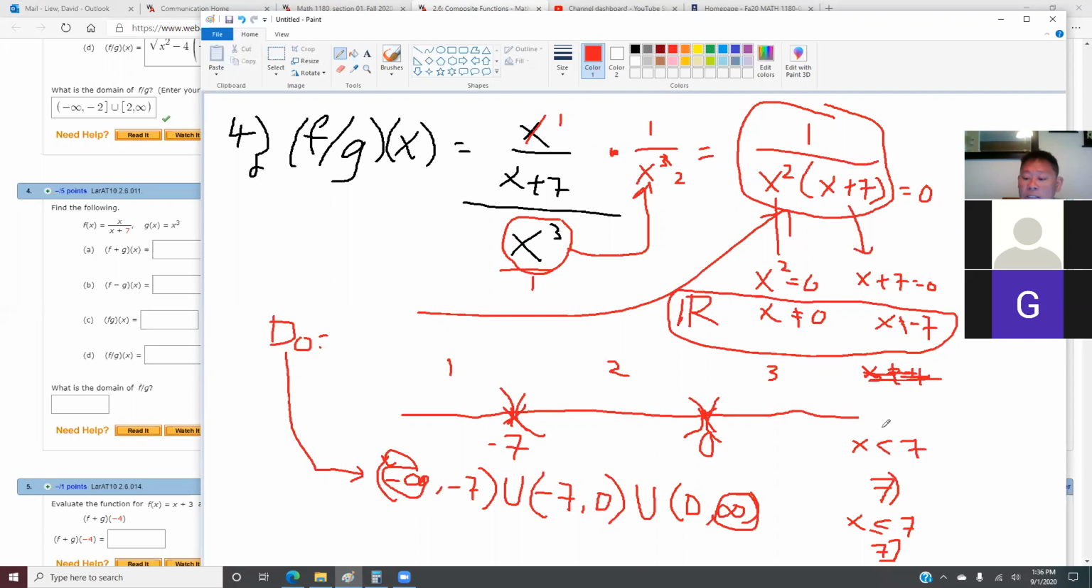In high school, this used to be an open circle and this used to be a closed circle. That's what you learned in high school last time. So we do not use circles anymore, we use parentheses and brackets.